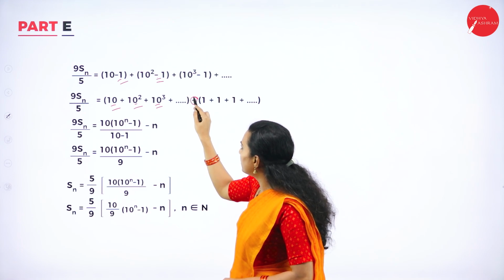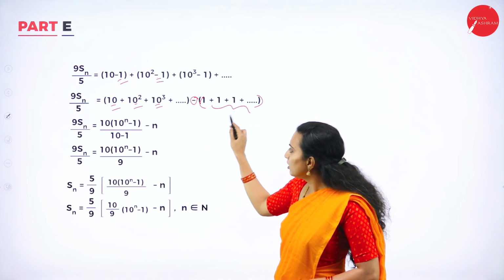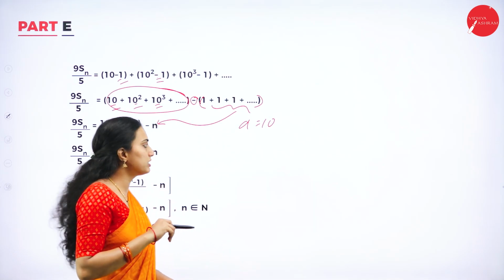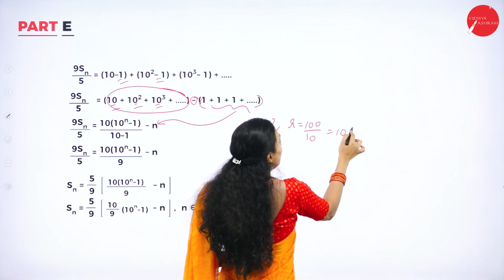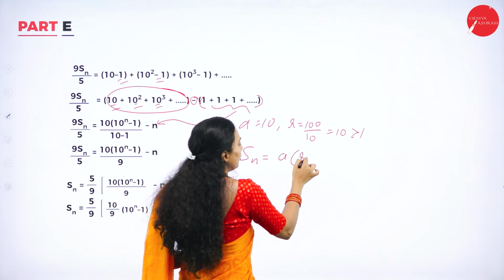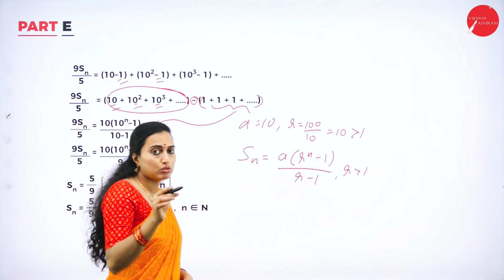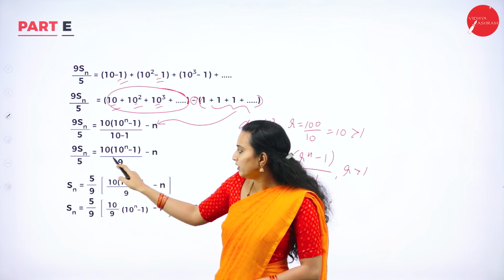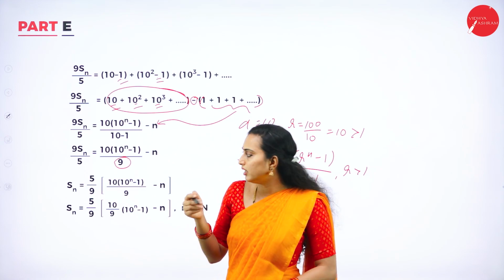I'm going to take the minus sign common. In the bracket, I'm going to write 1 plus 1 plus 1 plus and so on. How many times is 1 there? You have n times of 1. So this is according to the form of a GP. The first term is a equal to 10, and the common ratio is 100 by 10, which is 10. 10 is greater than 1. When r is greater than 1, the Sn formula is a into r to the power of n minus 1 divided by r minus 1. So that formula I have used here, which is a into r to the power of n minus 1 divided by 10 minus 1, which is 9, minus the number of terms of 1, which is n.